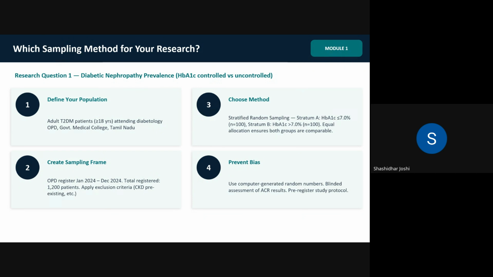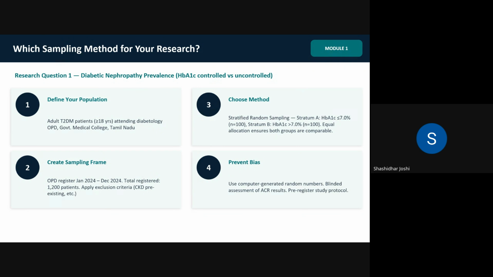So I defined the population. Next, I'm going to define the sampling frame. I would say the OPD register from January 2024 to December 2024. Total registered is something like 1,200 patients. Apply inclusion or exclusion criteria, whatever is applicable to you, and that creates the sampling frame. The third element is to choose a method: which method of sampling you want to choose, which is very important here, a scientific way of choosing the subjects.